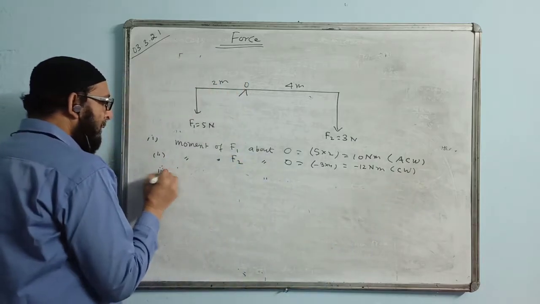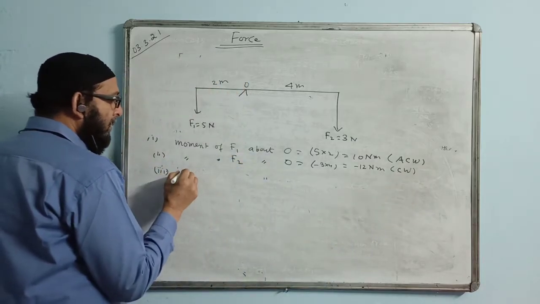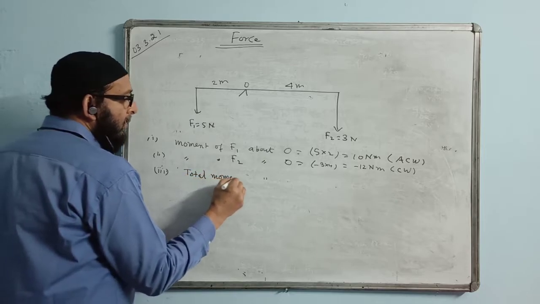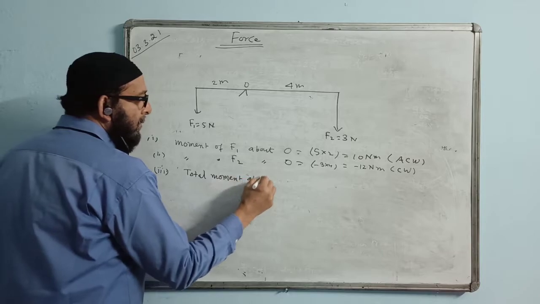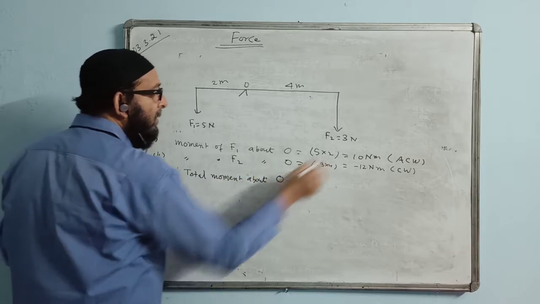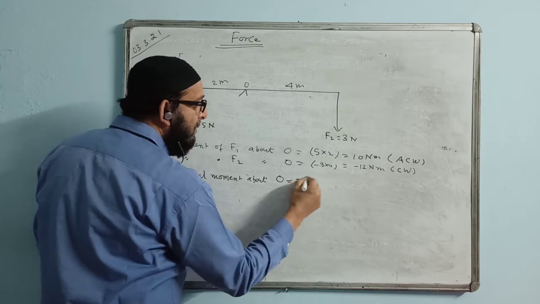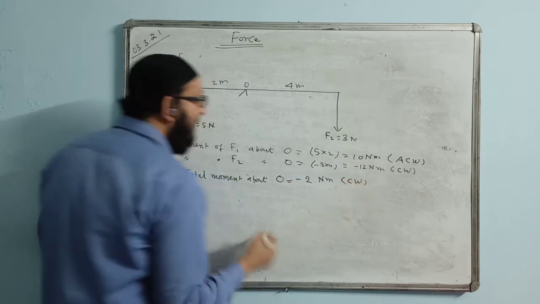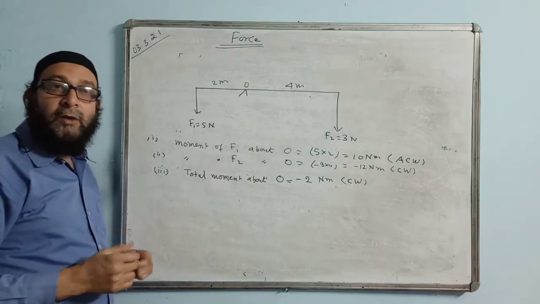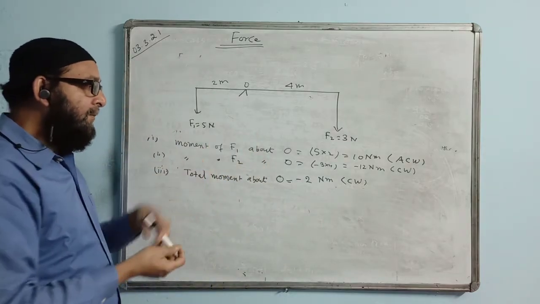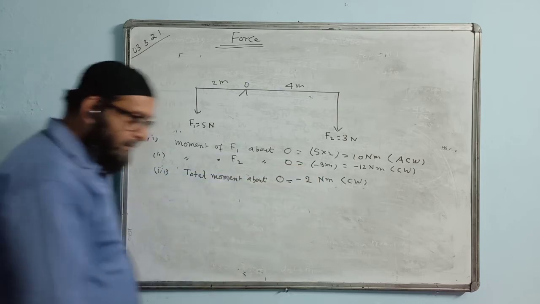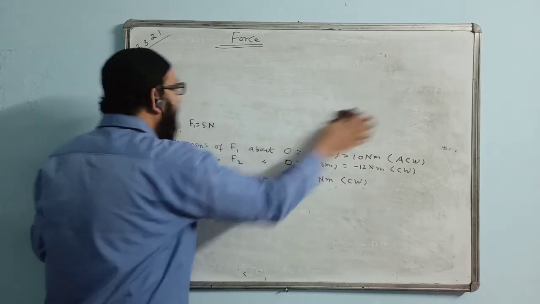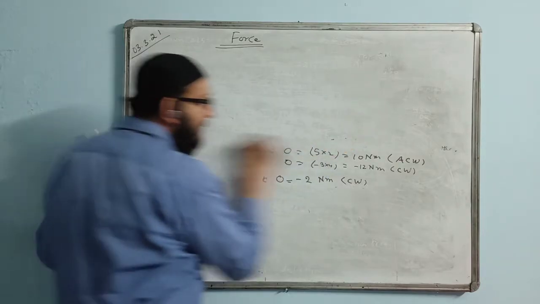Third part, total moment about O. That will be the addition, 10 minus 12, and the answer will be minus 2 Newton meter. Minus sign is clockwise. That means this rod is not in equilibrium, it will be tilting in the clockwise direction. Done.